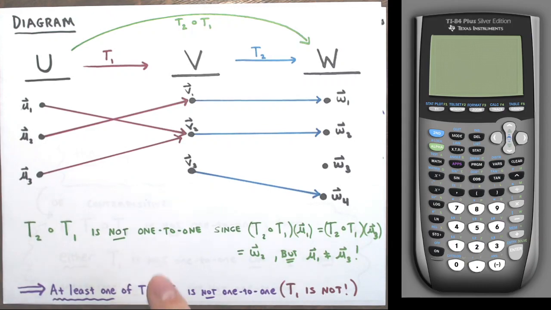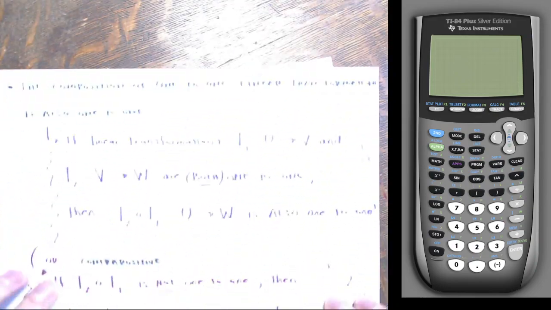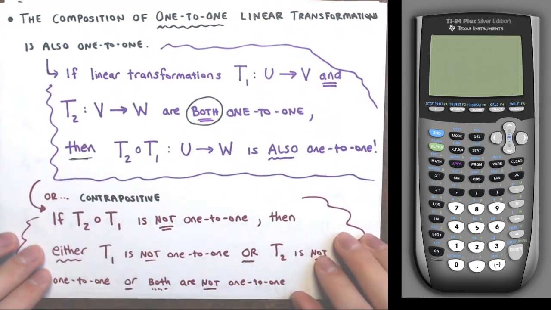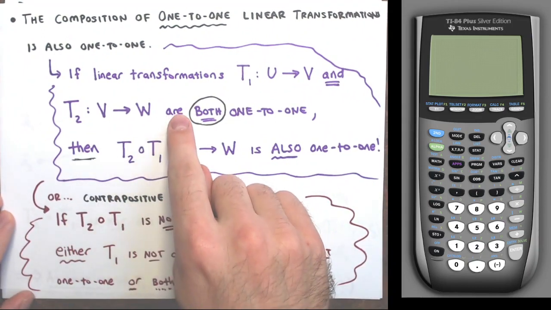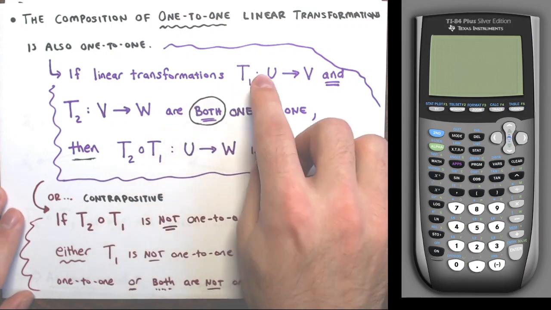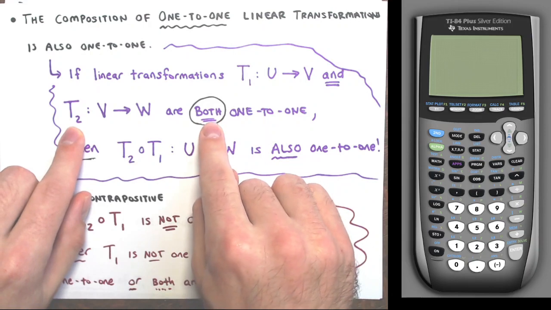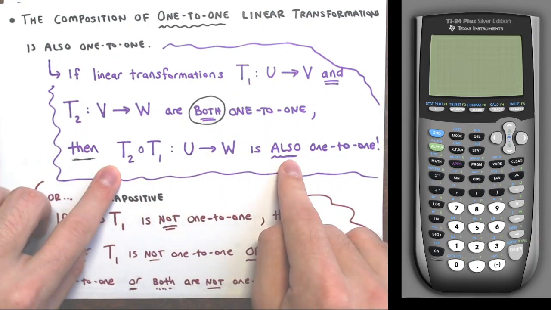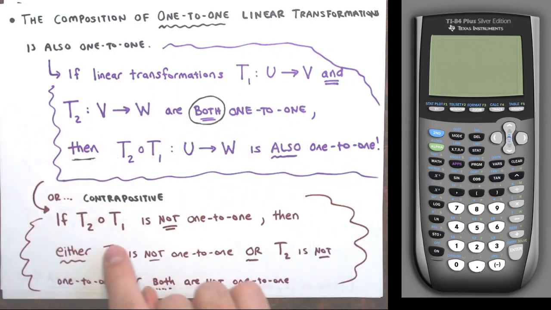Now you have to be careful with this. Let's go back to this statement again. What I just showed you was a demonstration of the contrapositive of the statement. If the two functions you're using, T1 and T2, are both one-to-one, and you compose them, you'll get another one-to-one transformation. And then I showed you the contrapositive of this statement, and demonstrated an example of it.